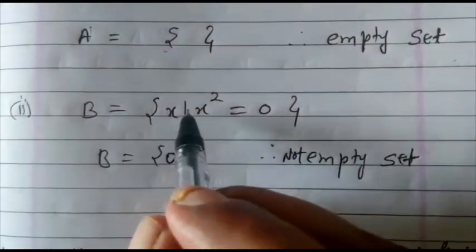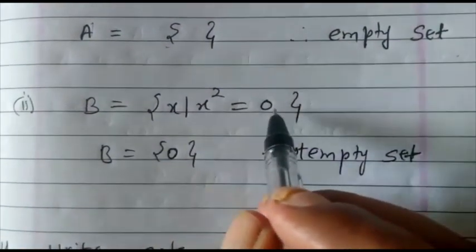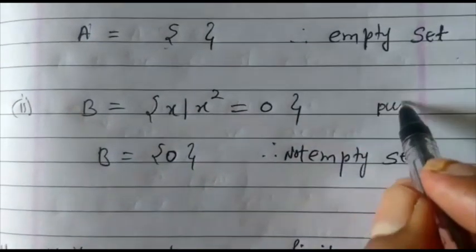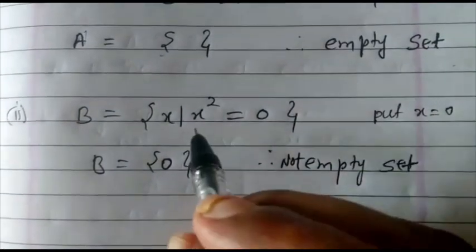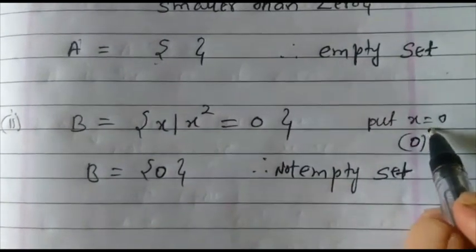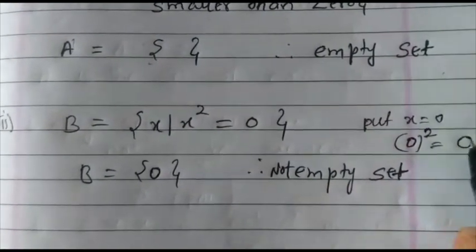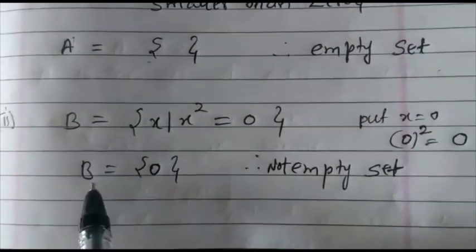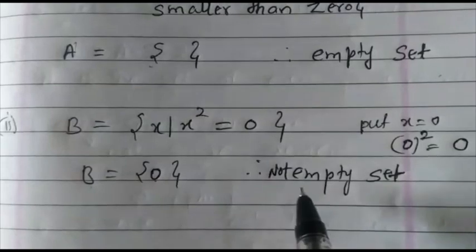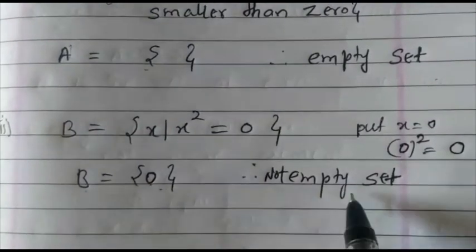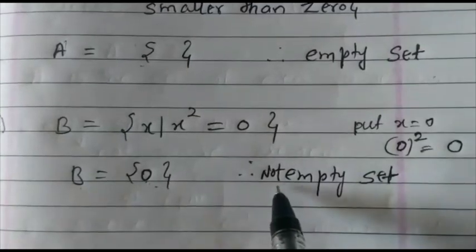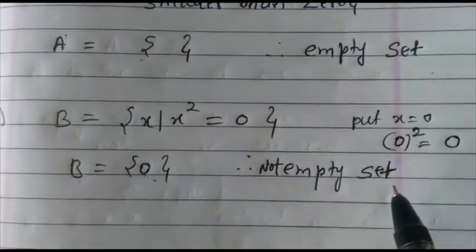Now come to the second. Set B is equal to {x : x squared is equal to 0}. Now if I put x is equal to 0, what will we get? x squared means 0 squared. What is 0 squared? 0. That means 0 is there. So we write B is equal to {0}. So this is not an empty set. Why? There is one element there. That's why it is not an empty set.